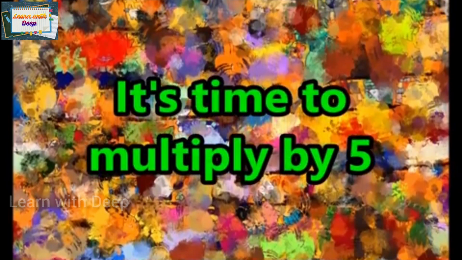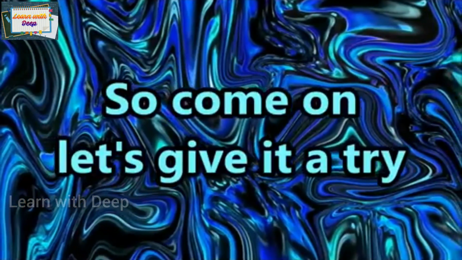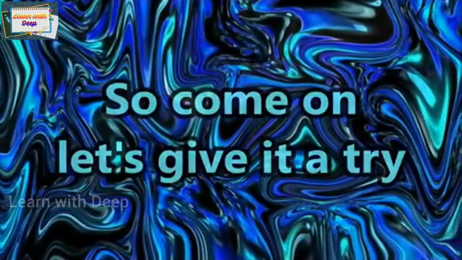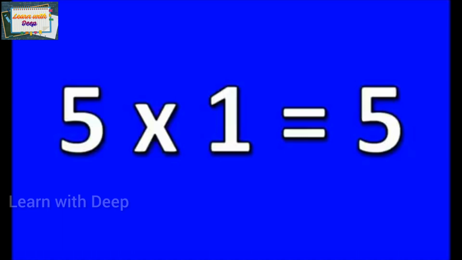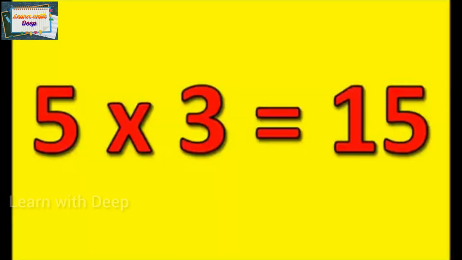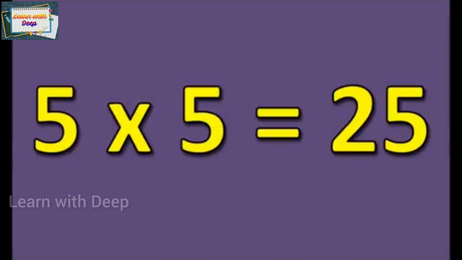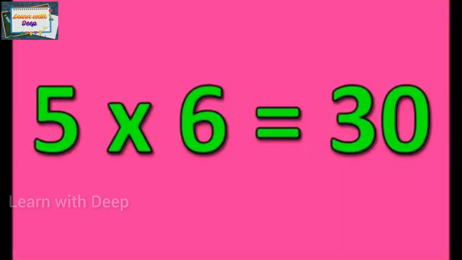It's time to multiply by 5. So come on, let's give it a try. Let's go! 5 times 1 is 5. 5 times 2 is 10. 5 times 3 is 15. 5 times 4 is 20. 5 times 5 is 25. 5 times 6 is 30.